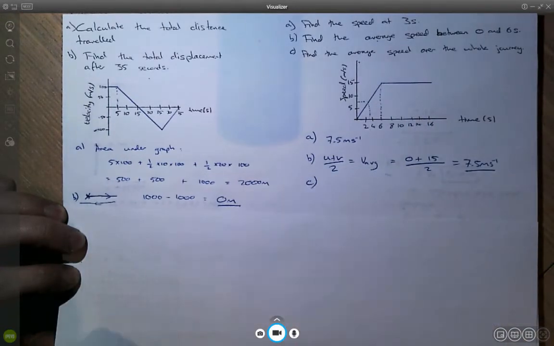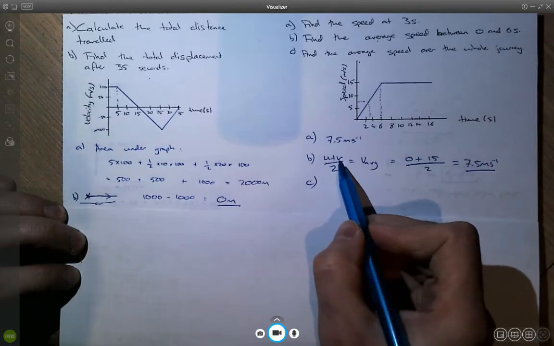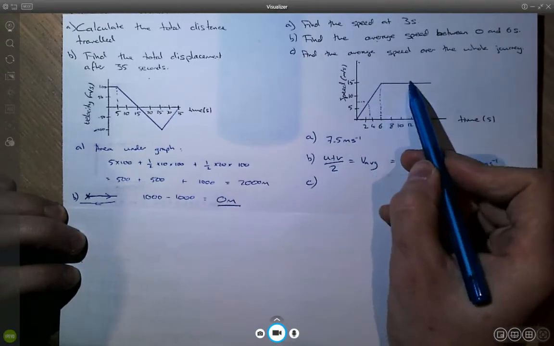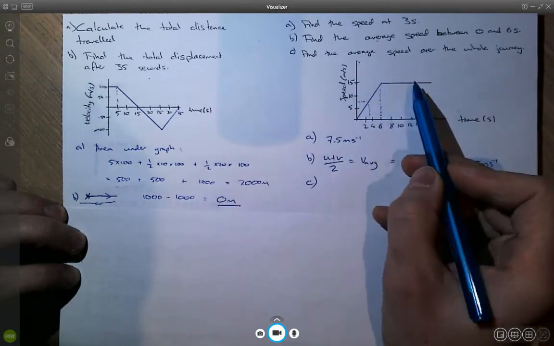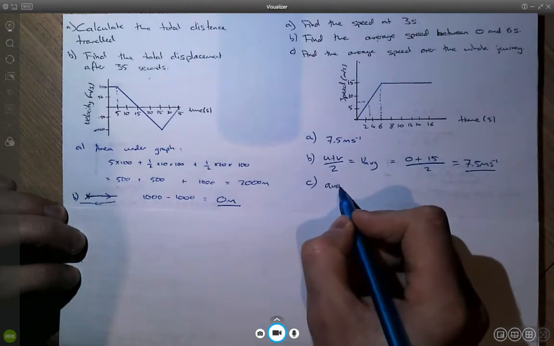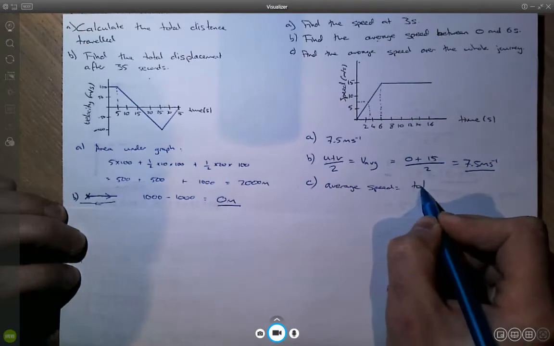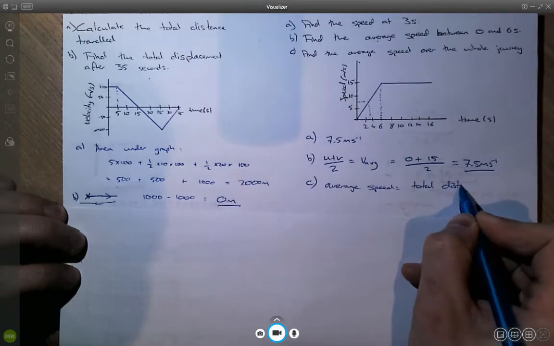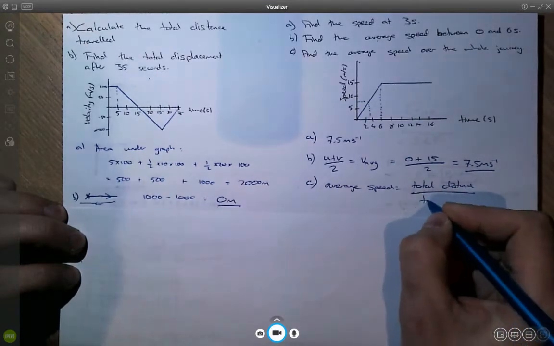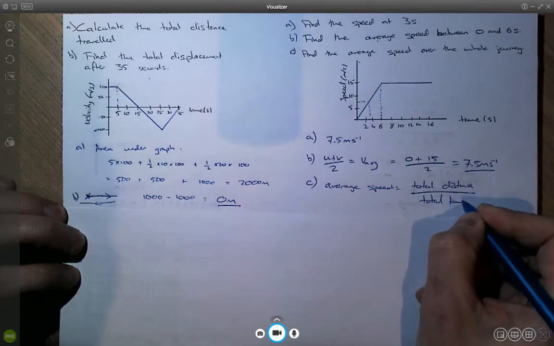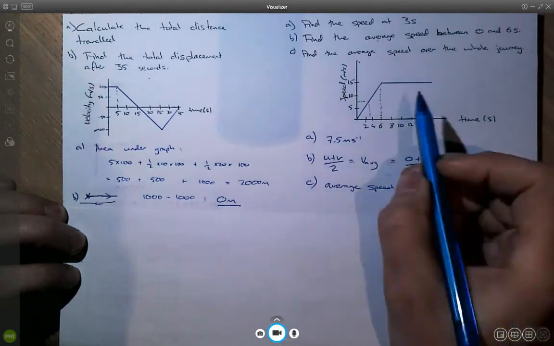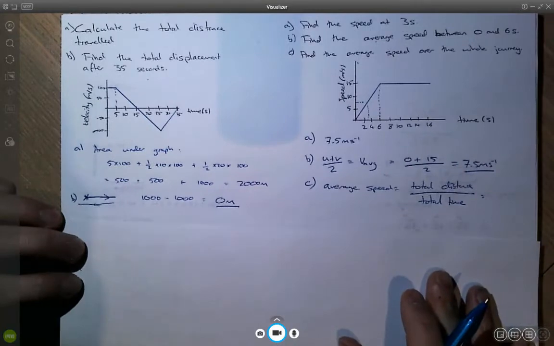In part C, we're asked to find out the average speed over the whole journey. Now we can't use this here because we've got this long period of time where the speed remains the same. So what we need to use for part C is that average speed is total distance over total time. So the total distance is found by the area under the graph.